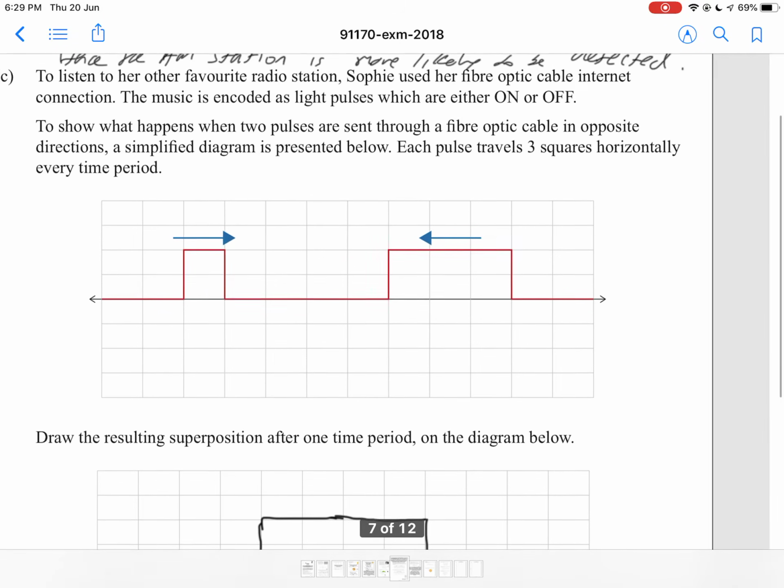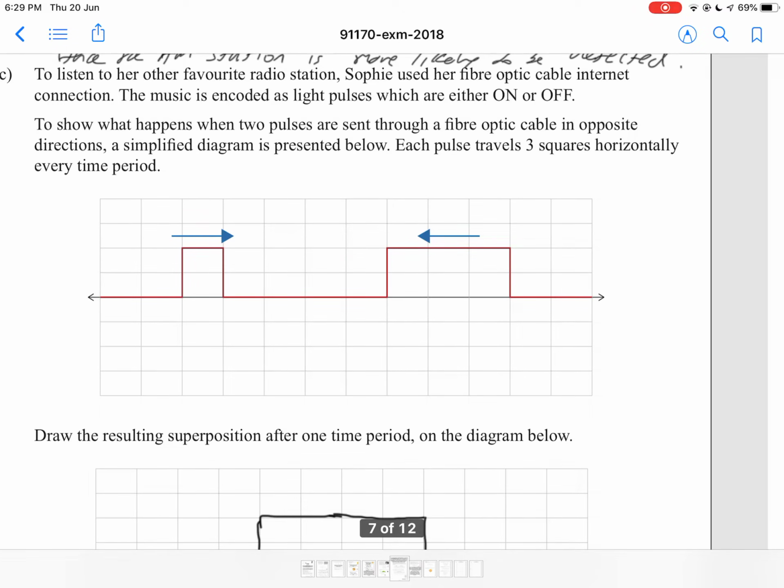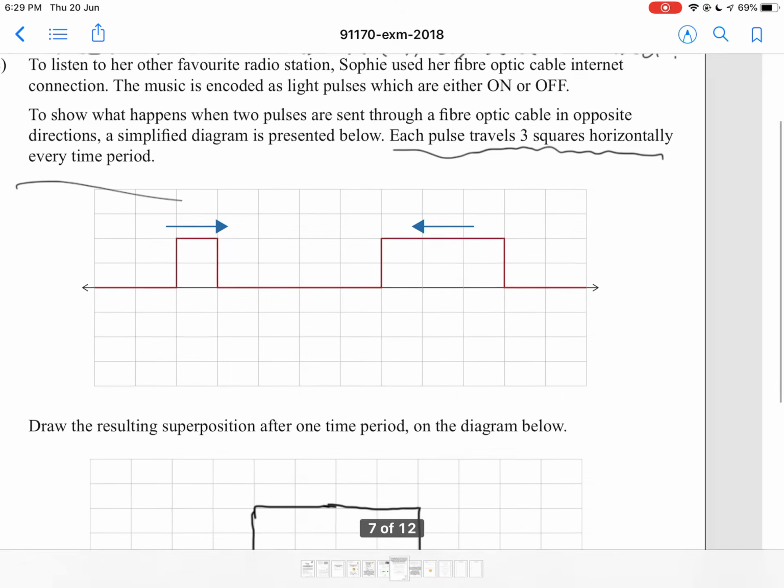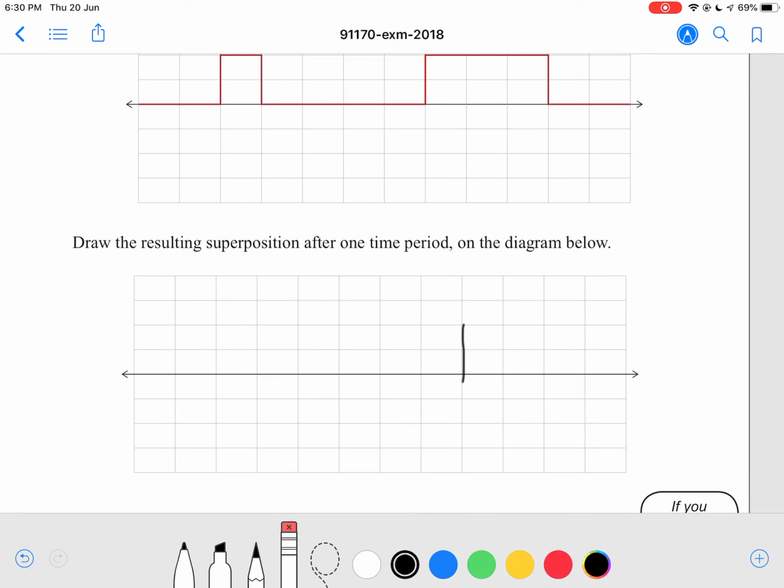To listen to our other favorite radio station, so if we used a fiber optic cable internet connection, the music is encoded as light pulses which are either on or off. To show what happens when these two pulses are sent through the fiber optic cables in opposite directions, a simplified diagram is presented below. Each pulse travels 3 squares horizontally every time period. Draw the resulting superposition after one time period on the diagram below. So one important point to note, the question tells us that each pulse travels 3 squares horizontally each time period, okay?